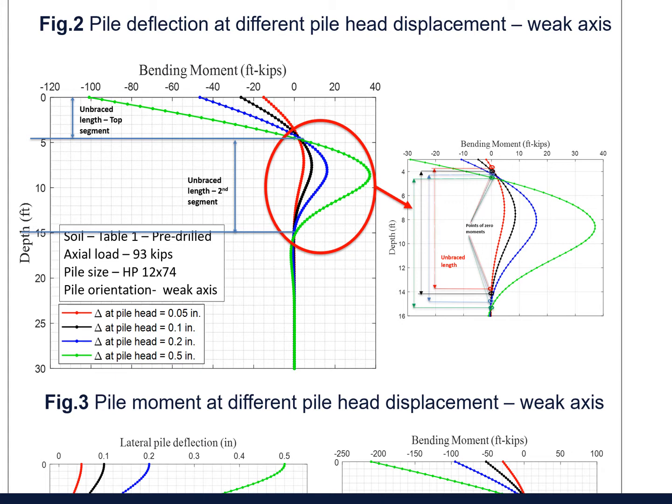Here, figure 3 illustrates the moment along the pile length of HP 12/74 pile oriented in weak axis. The moment results are also in good agreement with the assumed hypothesis, as moment in top segment and second segment increased with the increment of pile head displacement. This moment analysis is important to check in both top and second segment, as occurrence of plastic hinge in any segment can cause pile failure.